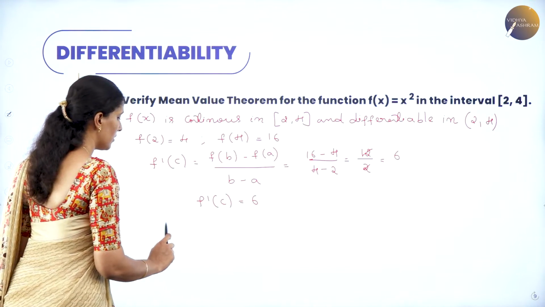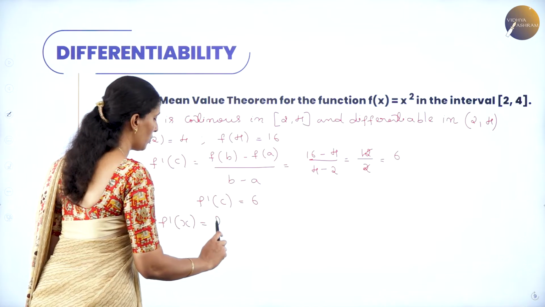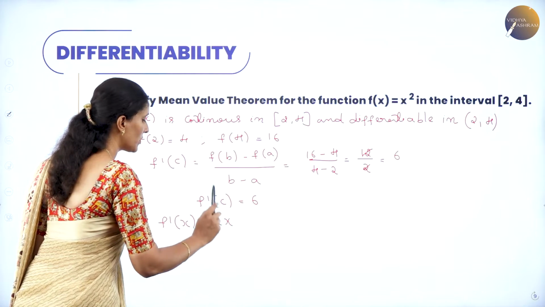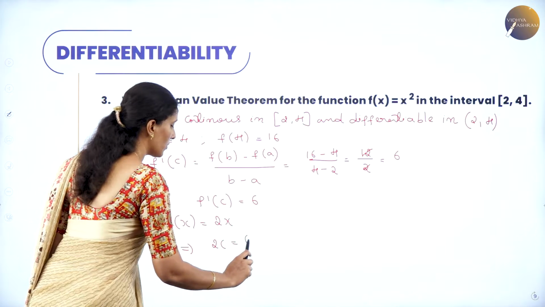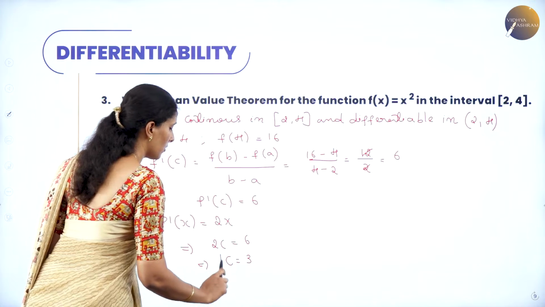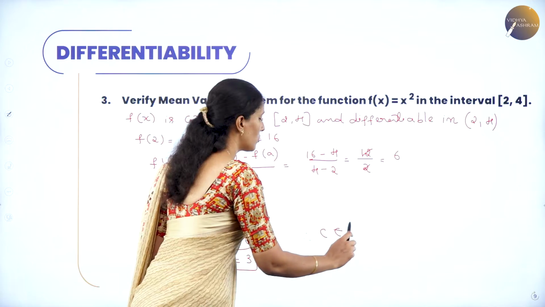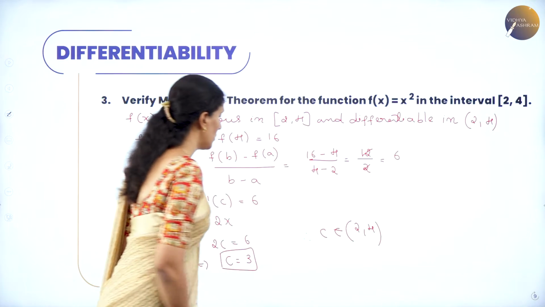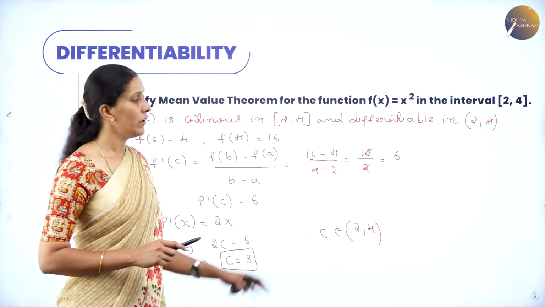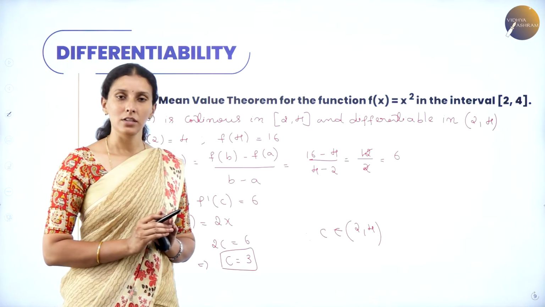But now let's find out f dash of x. So f dash of x is equal to 2x. So instead of 2x, f dash of c can be written as 2c is equal to 6. So this implies here c is equal to 3. So we got c is equal to 3. So clearly c belongs to the interval 2, 4. So whenever this is satisfied, we can say here there exists the point c which belongs to the interval given. So hence here the mean value theorem is satisfied.